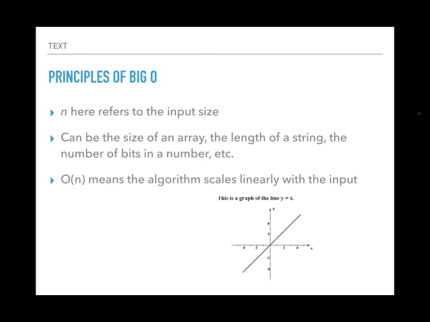Cool. So O(n) means the algorithm scales linearly with the input. And by linearly, I mean it scales like a line. You might remember from geometry, and we're not going to be going into much geometry, but just a very brief reminder of how it all works. If you plot the line y equals x, that is just a line that goes through the origin. It looks exactly like that. And that's basically what it means.